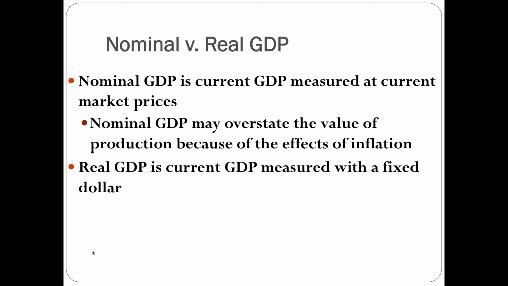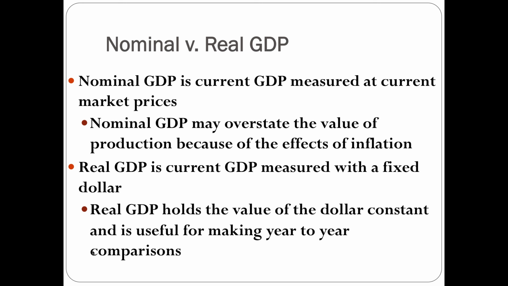Real GDP is current GDP measured with a fixed dollar. It holds the value of the dollar constant and is useful for making year-to-year comparisons. So it takes inflation, deflation, and changes in the price level into account. So real gross domestic product is adjusted, and it is generally considered the most important measure in terms of nominal versus real GDP. If you're going to compare numbers over time, you want to be sure to look at real numbers, including real gross domestic product.